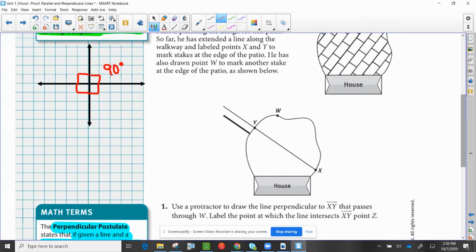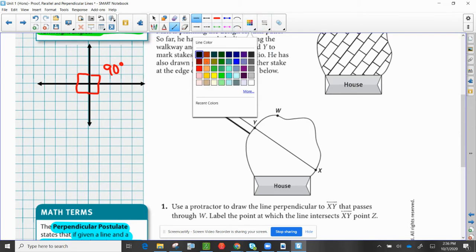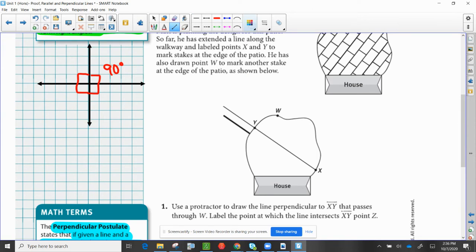But let's look really quick at this picture here. So they have this line WX. So they're saying that we can make a perpendicular line through that value. Let's say through this point W. So there's a point W that is not on the line XY, but we can form a perpendicular line through that value. So that's what that postulate is saying. Given a line and a point, there is exactly one line that goes through it that forms perpendicular lines.